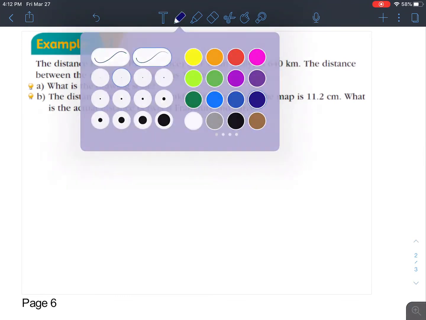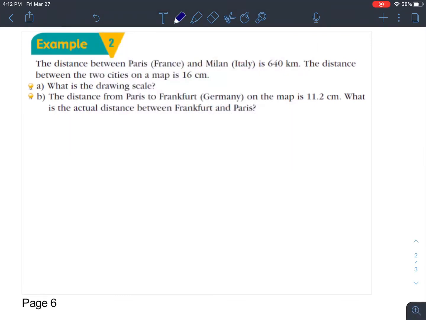All right, this time now we're talking about the distance between two cities in Europe, between Paris and Milan. We're told that that is 640 kilometers. And then the distance between them on a map is 16 centimeters. So we are being asked first to find the drawing scale. So as usual, let's start by just setting up a ratio. We're going to have 16 centimeters to 640 kilometers.